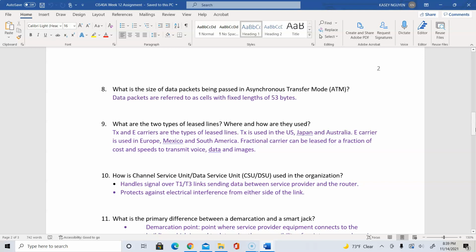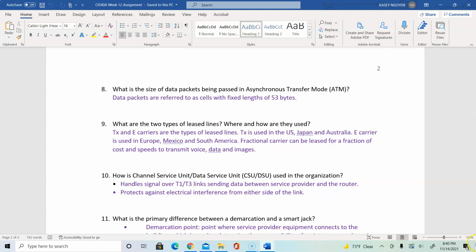For number 10, how is the channel service unit/data service unit, CSU/DSU, used in the organization? This device is used to handle signal over T1 or T3 links, sending data between the service provider and the router. It's used to protect against electrical interference for either side of the link.